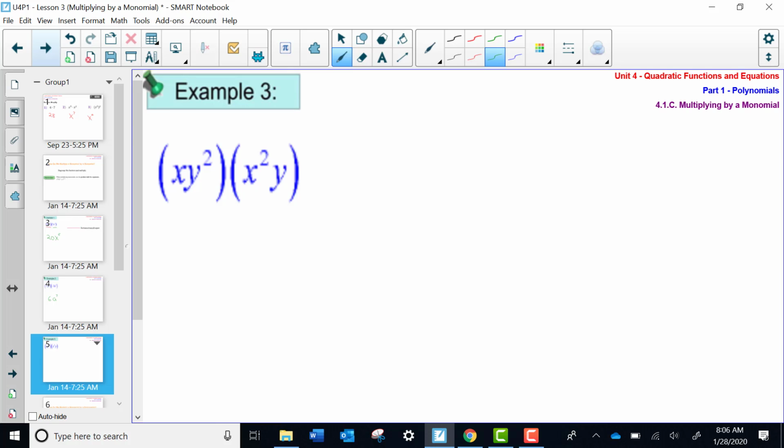Abigail. x cubed y cubed. Can you explain how you got this? Exactly. So there's an x to the first power there, and there's a y to the first power there. And the x is a like base here, so x times x, add the exponents, 1 plus 2 is 3, and the same for the y's. Nice job, Abigail. Any questions about example number three? Am I going too fast?